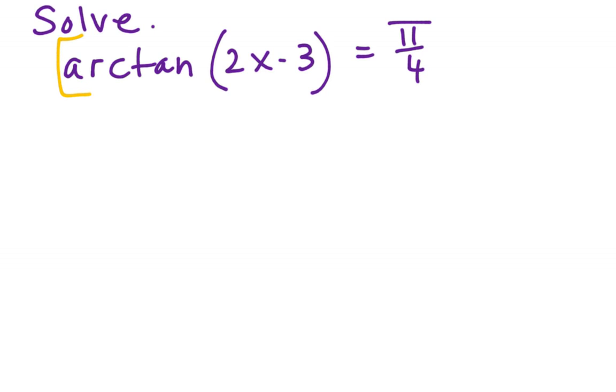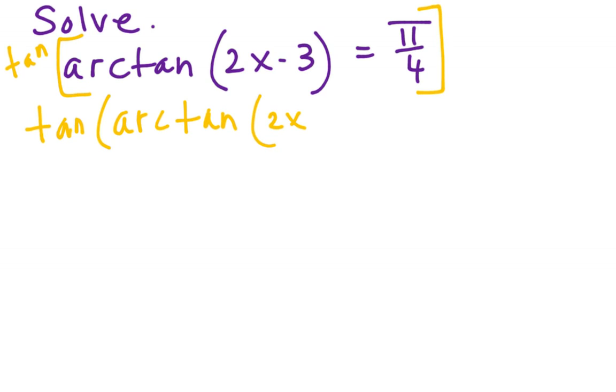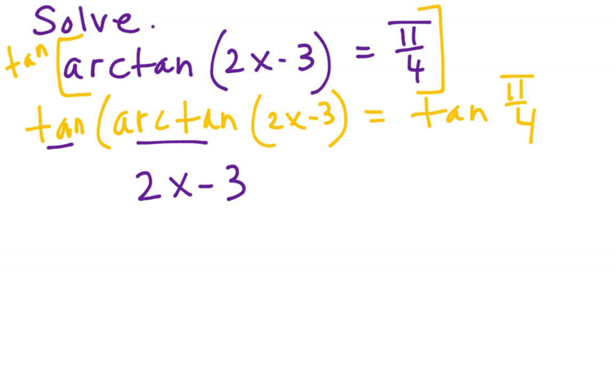So I am going to take the tangent of the whole equation. So I have the tangent of the arc tangent of 2x minus 3 equals the tangent of pi over 4. And so what happens when I take the tangent of the arc tangent? Well, these two operations undo each other. So I'm left on the left-hand side with 2x minus 3. And what's the tangent of pi over 4?